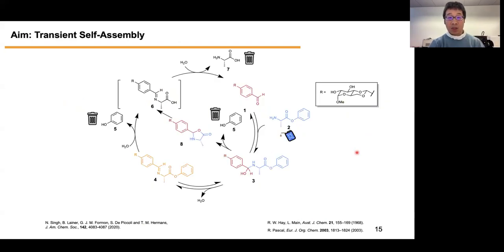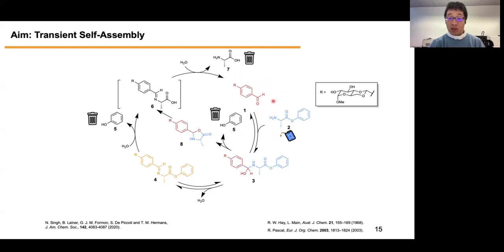So this is our aim. It's not a molecular machine, it's a transient self-assembly, but the fundamental mechanism is very similar. So this blue molecule is our fuel, and these two black molecules are the waste species. And this reaction is catalyzed by this red species. So this is the overall illustration of the catalytic cycle.